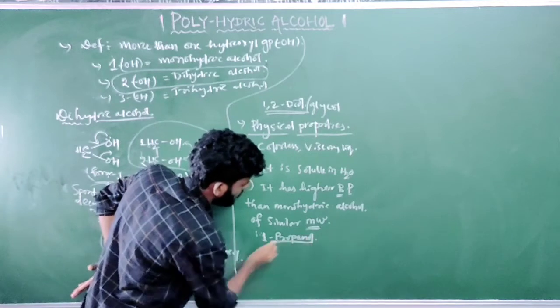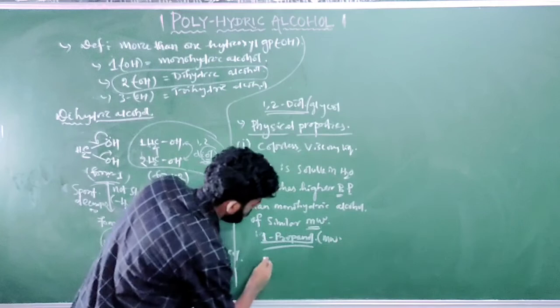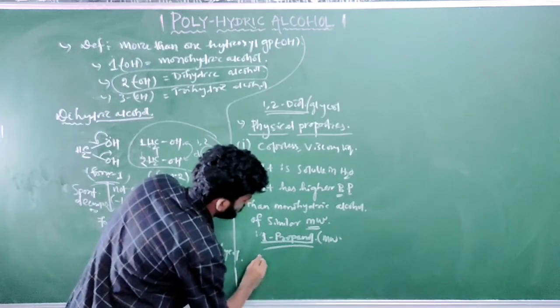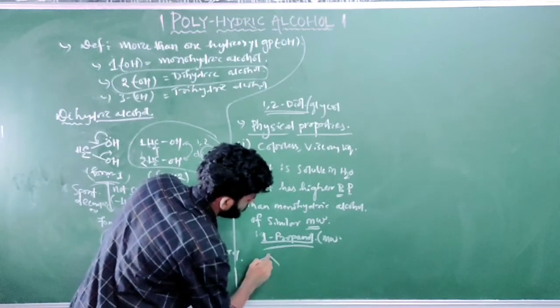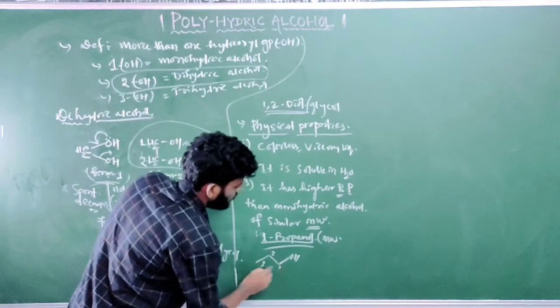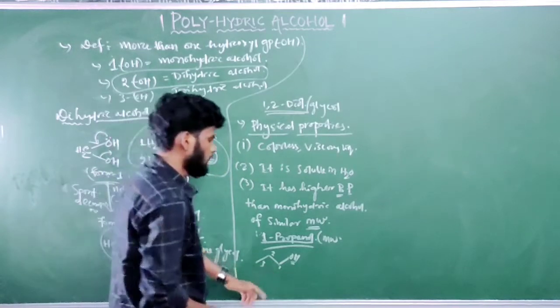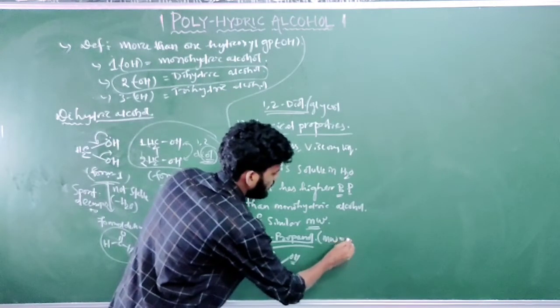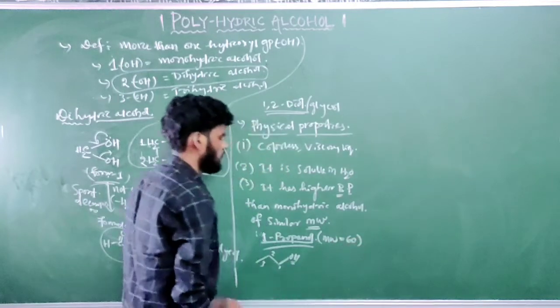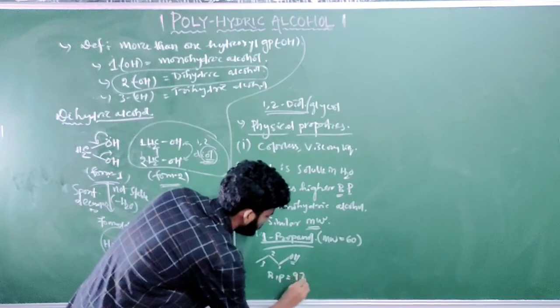1-propanol. You can see the structure of 1-propanol: CH3 CH2 CH2 OH, carbons 1, 2, 3, propan-1-ol. So the molecular weight of 1-propanol is 60, and its boiling point is 97 degrees Celsius.